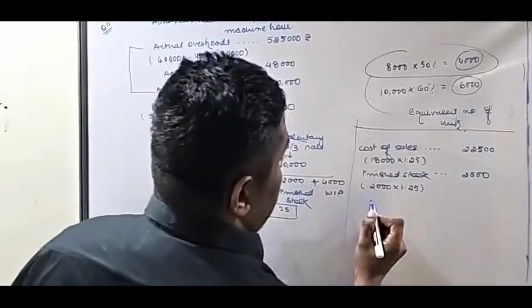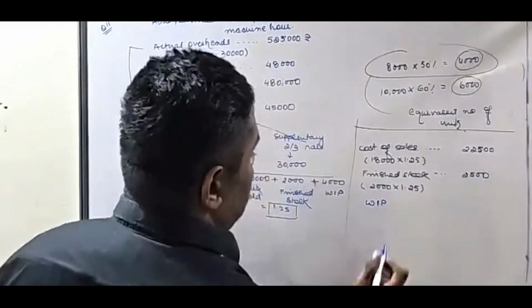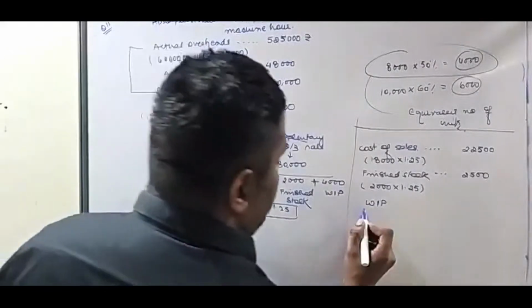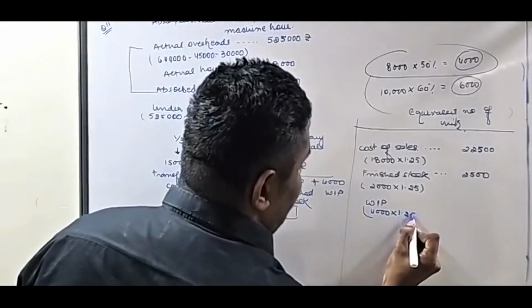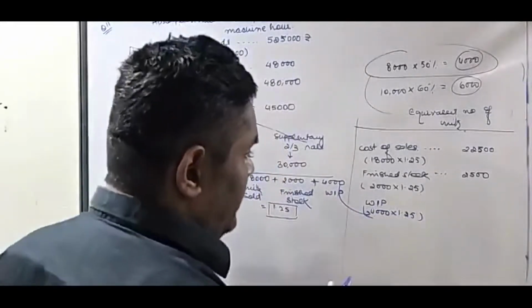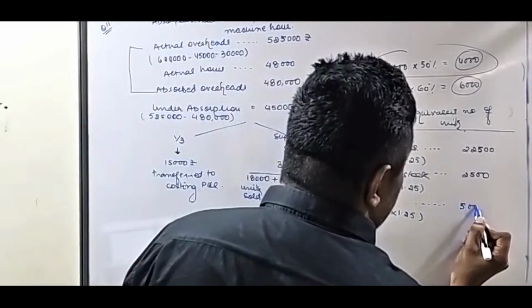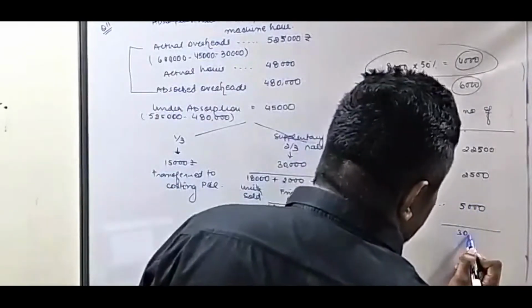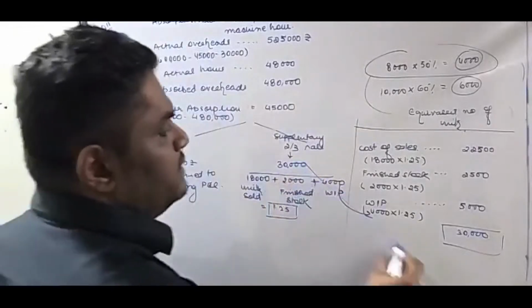And my work in progress, see, 4,000 units into 1.25. We'll be using this one only. 4,000 units into 1.25, that is 5,000. So this is how the distribution of 30,000 will be done.